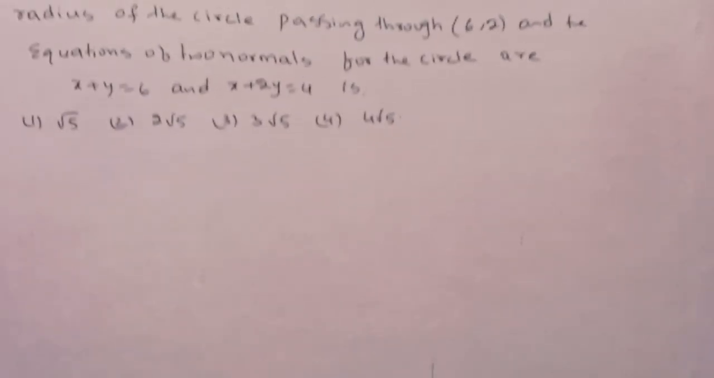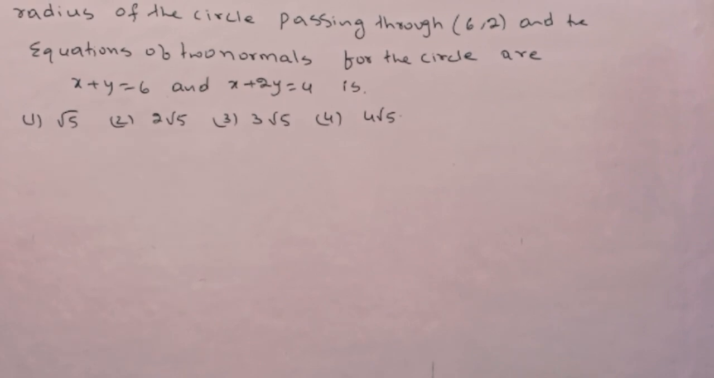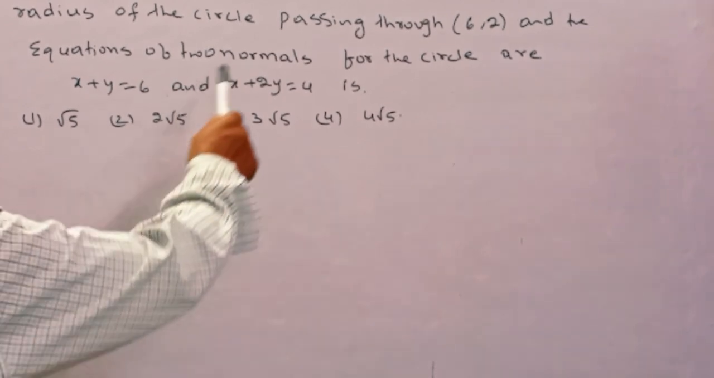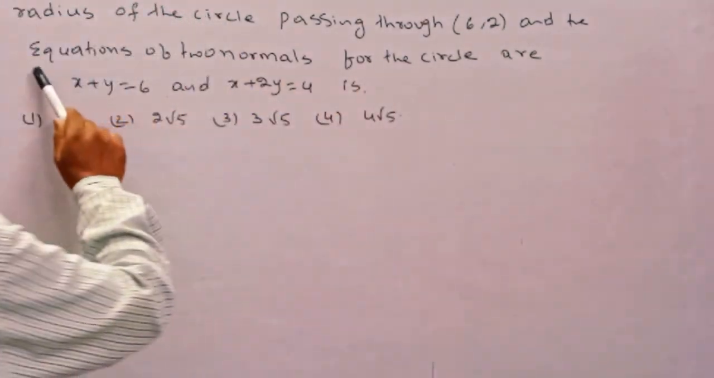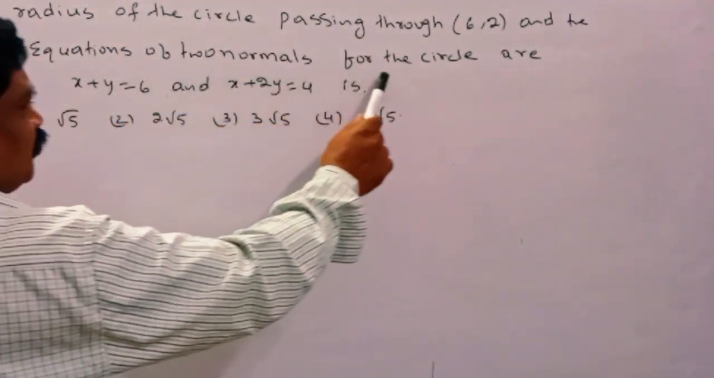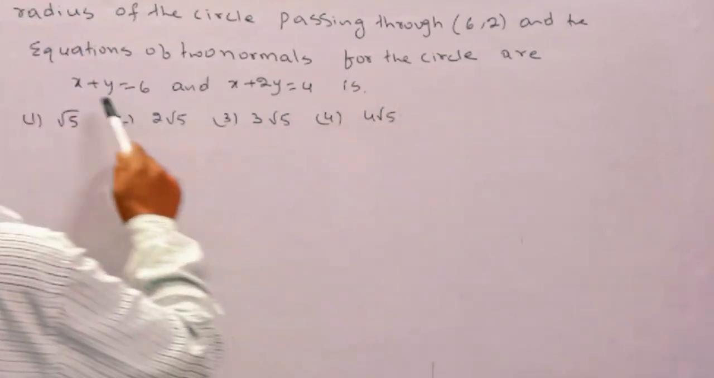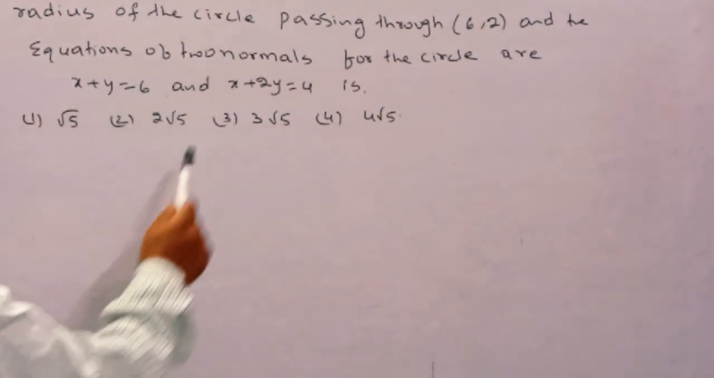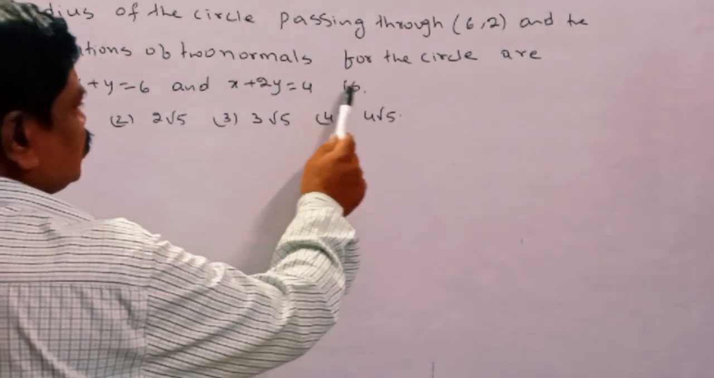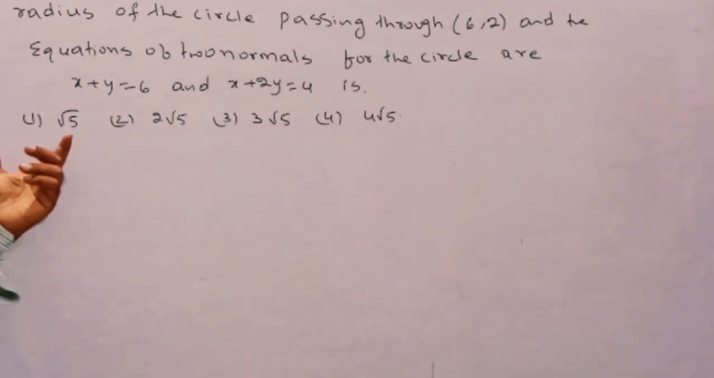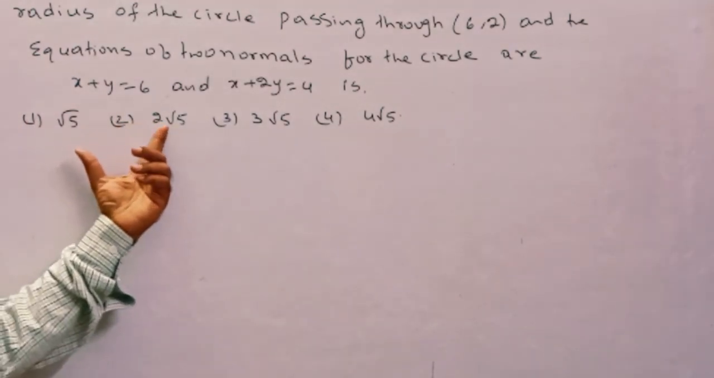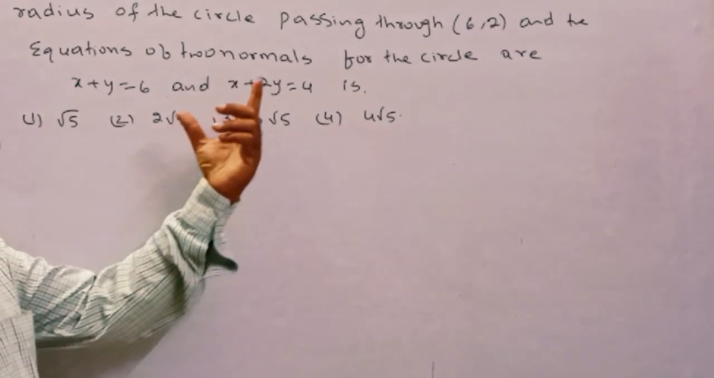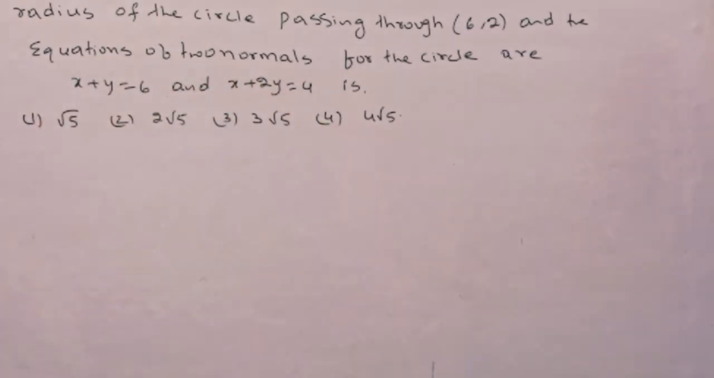Here we have given the problem from circles. The radius of the circle passing through 6 comma 2, and the equations of two normals for the circle are x plus y is equal to 6 and x plus 2y is equal to 4, is. So options are root 5, 2, 2 root 5, 3, 3 root 5, 4, 4 root 5.